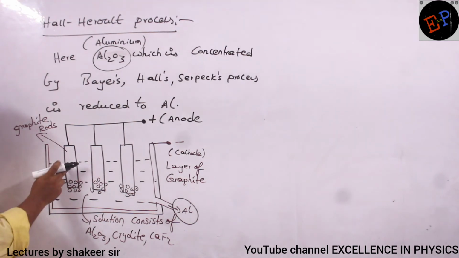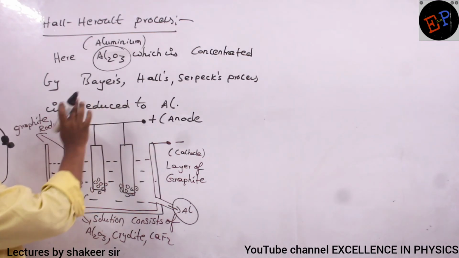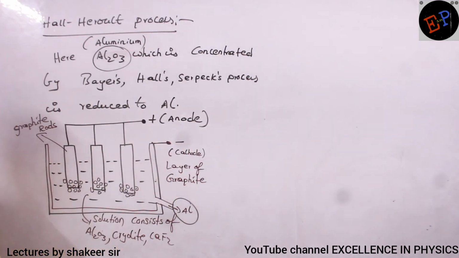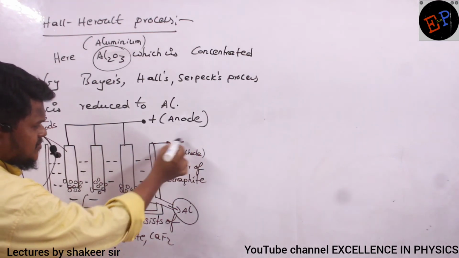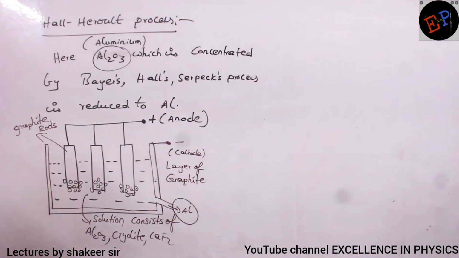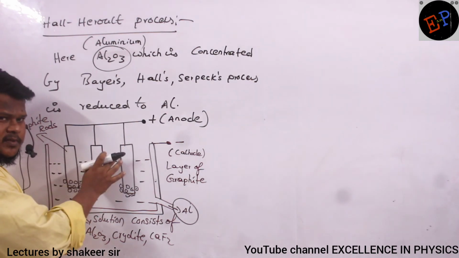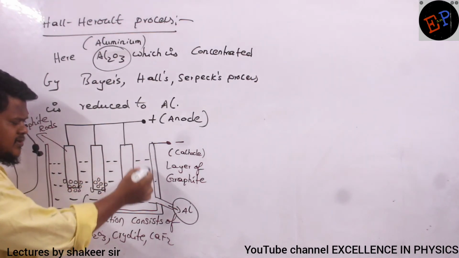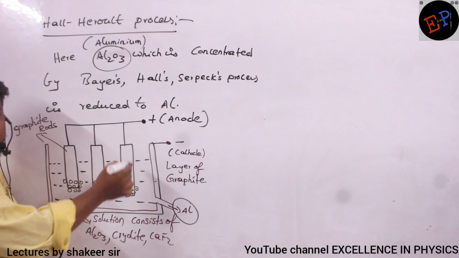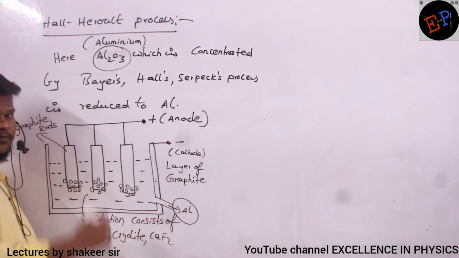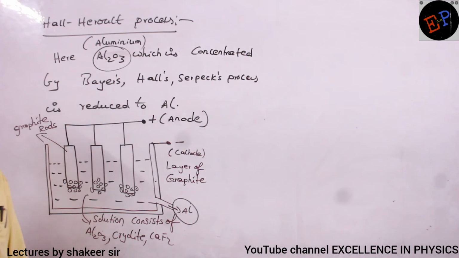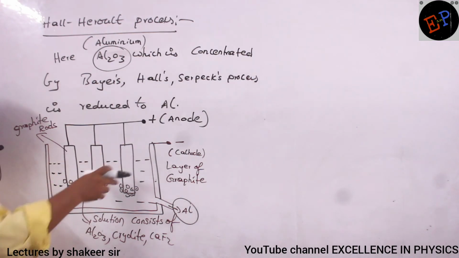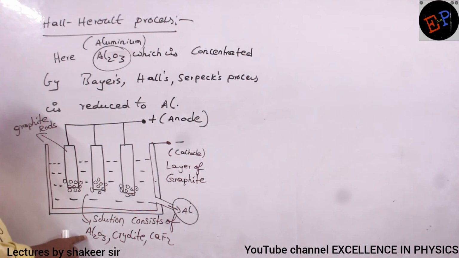Here we are using three graphite rods, which are connected to the same terminal, the positive terminal. Therefore it is called the anode. And this container itself behaves like a cathode. The positive terminal of the battery is connected to these three rods, and the negative terminal of the battery is connected to the container itself. To this container there is an inner layer of graphite connected. The red colour layer you are seeing is a layer of graphite which behaves like a cathode. And these graphite rods are present in this solution: alumina Al2O3, cryolite and CaF2. Are you able to understand?